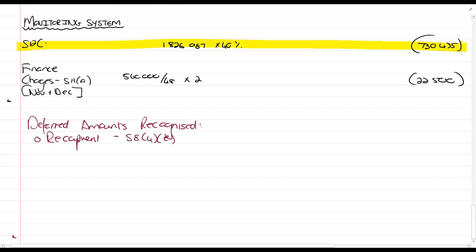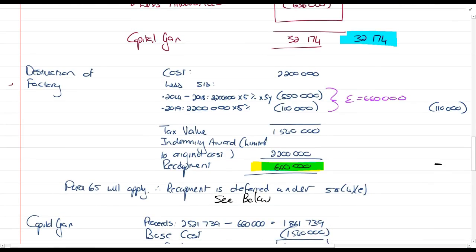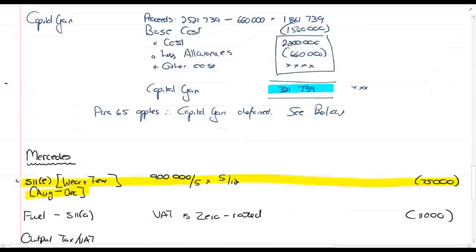So the recoupment, I'm going to say here, using Mercedes and using the monitoring system. Okay, so I'm just looking at the recoupment now. So what was my recoupment, guys? It was 660,000 rands. Remember, this is now for that factory.